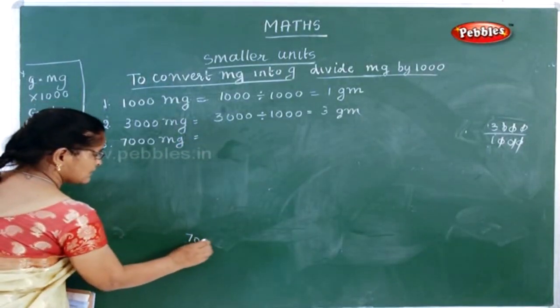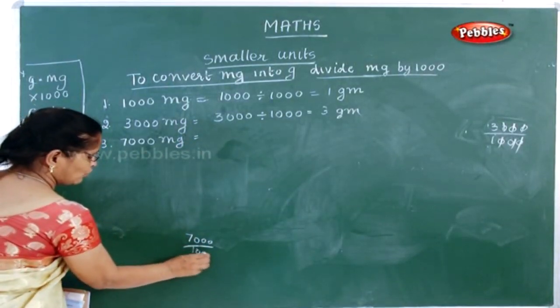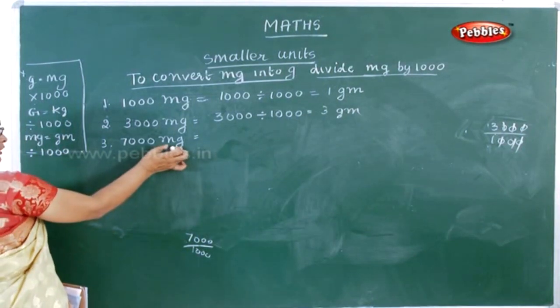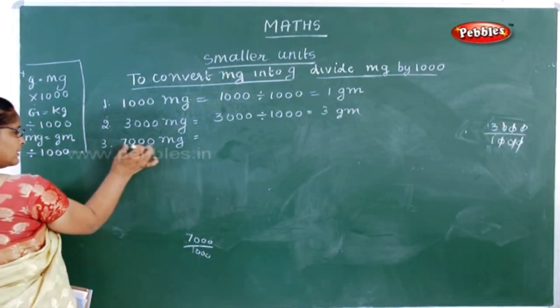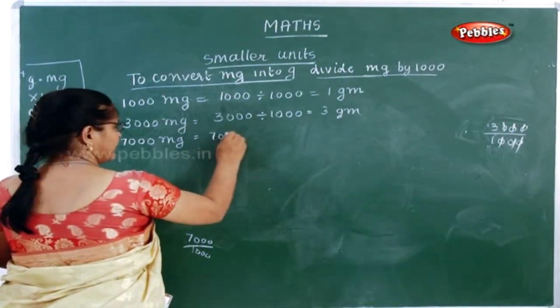Now how will you do this 7000 mg? What did I tell you? How will you convert this mg into gram? You have to divide this by 1000.